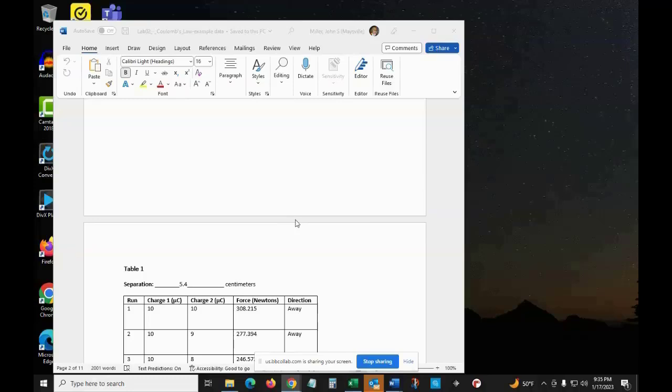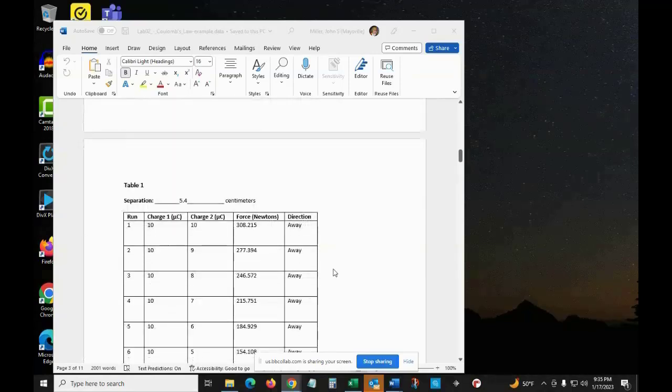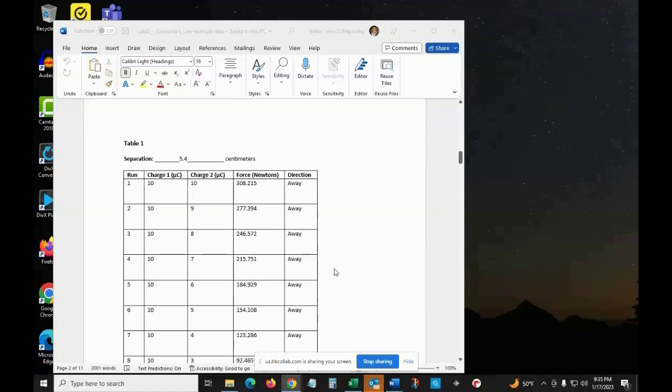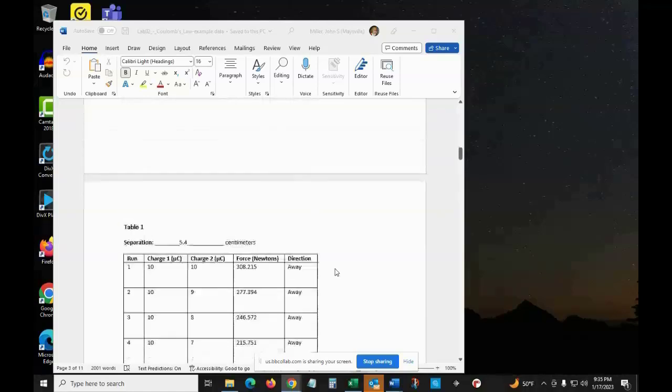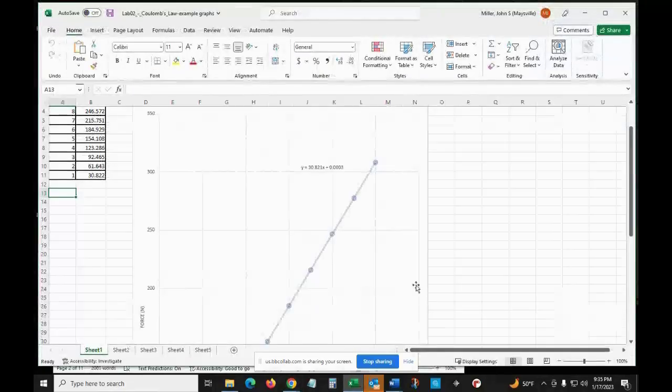In the first part, you will keep the separation fixed as well as the value of one of the charges. The value of the other charge will be changed, and corresponding forces found. This will be repeated for two other different charge configurations. For Table 4, the values of the charges will be fixed and the separation varied, generating corresponding forces.